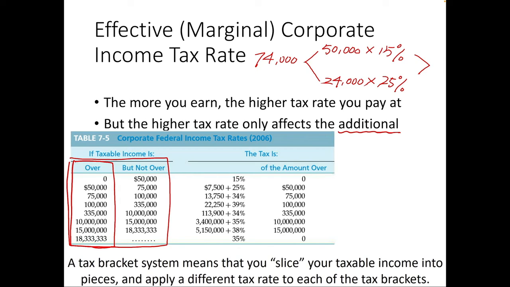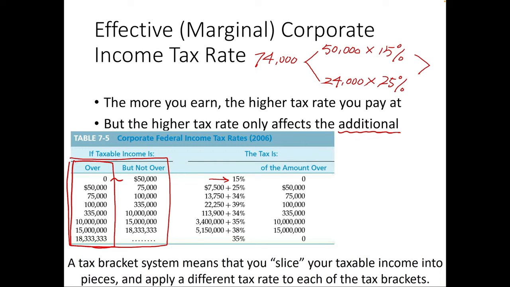So for the first row, that bracket is the amount you earn from 0 to 50,000. Okay, so that is the first bracket. So whenever you earn less than 50,000, your tax will be 15% of that gross income.